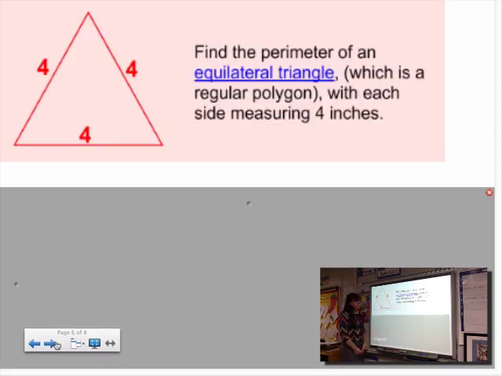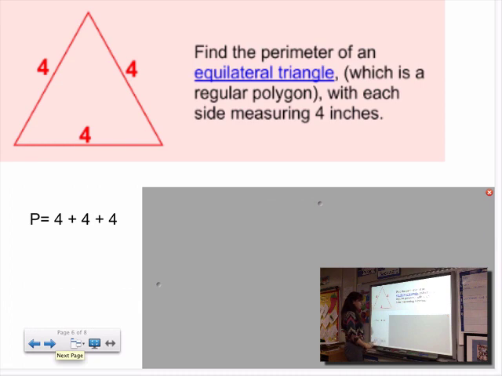Here comes another perimeter example. This time, it's an equilateral triangle with each side measuring 4 inches. We start by asking ourselves, how do I find perimeter? Well, we know that we need to combine the outside edge of the figure. And to do that, you might have used the addition sentence 4 plus 4 plus 4.